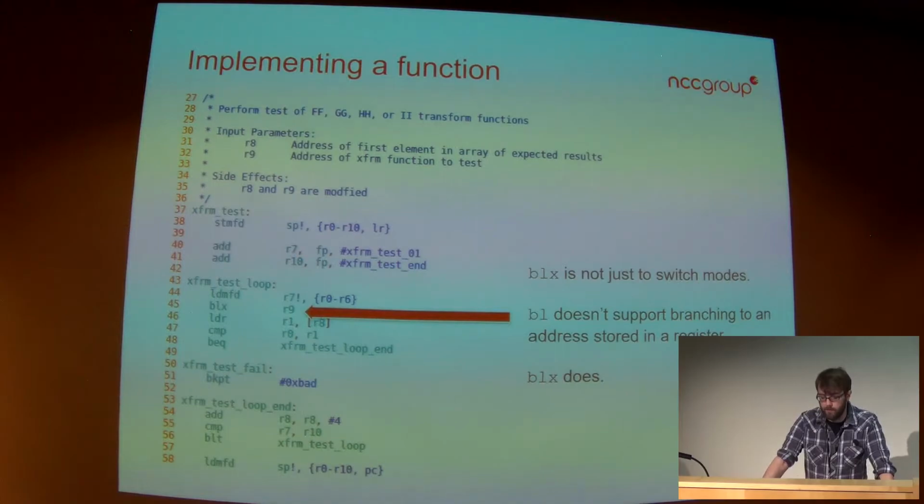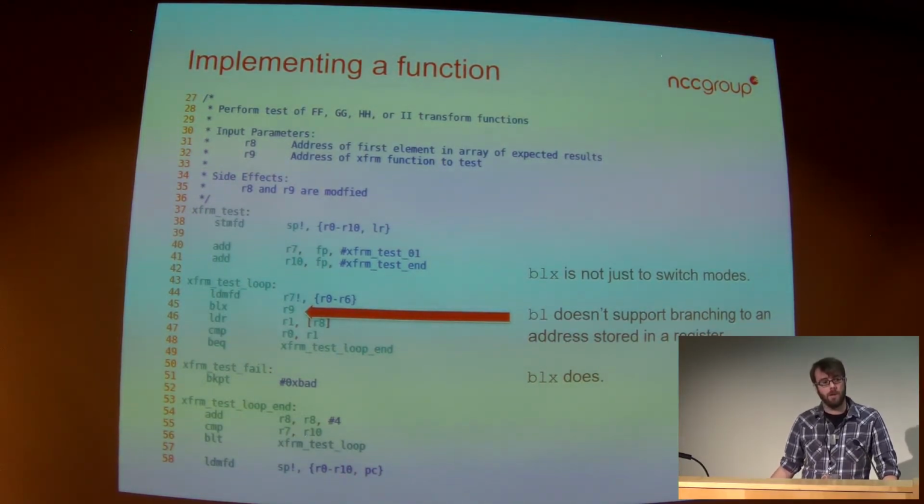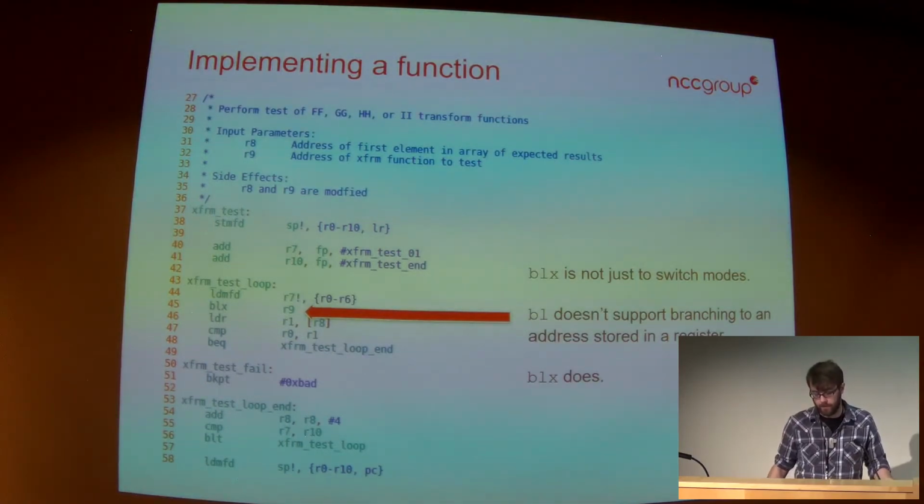Branch with link doesn't support branching to an address stored in a register. So if you want to get the address of a function or a subroutine, you have to use BLX, and you can do that. Again, because things are going to be aligned on 4 byte words, you're not going to have a situation where that low bit is set or something.